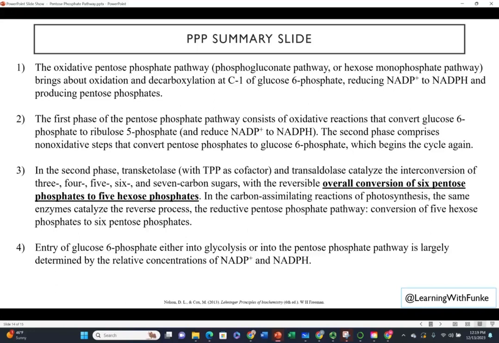And lastly, the G6P can either be used in glycolysis. We have a video on this. If you still don't understand, go back and watch the glycolysis video. Or the G6P can go into the PPP pathway to make ribose 5-phosphate and generate NADPH, which has been the focus of this video. And all of that is regulated by the relative concentrations of NADP plus and NADPH. So if we have too much NADPH, then we stop the PPP pathway, because this can inhibit that first enzyme we talked about. And then instead we just go on to make ATP in glycolysis.